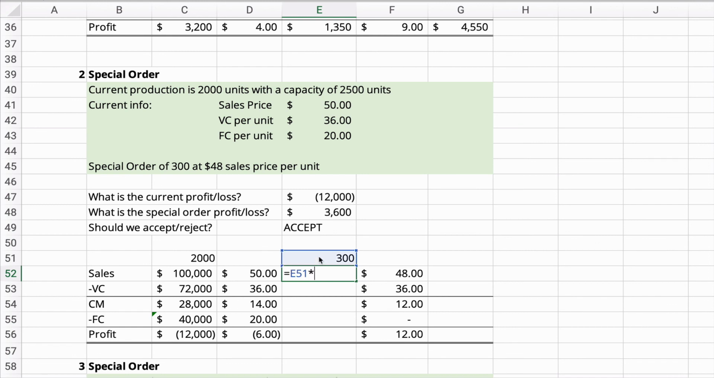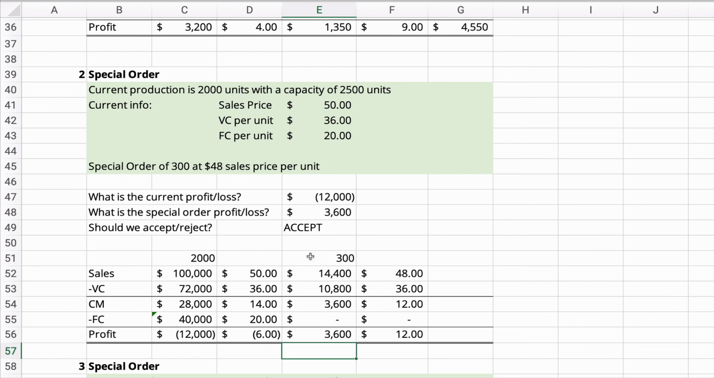So 300 times the 48, we're going to make $14,400 in revenue. $36 times 300, our variable cost is 10,800. We're going to subtract it out. Our contribution margin is 3,600. Our fixed cost goes up 0. So our profit is going to be 3,600 minus the 0, right?